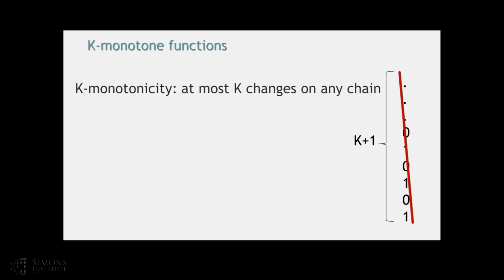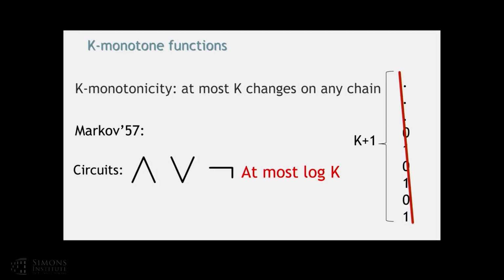So we've already talked about circuits and things like that, so there is the natural generalization here, that Markov's theorem, like we mentioned before, says that you could compute any function like this with AND, OR gates and using at most logarithmic in k many negations. You can compute any k-monotone function this way. Again, this number of negations is maybe off by plus or minus 1, but we won't worry about that.